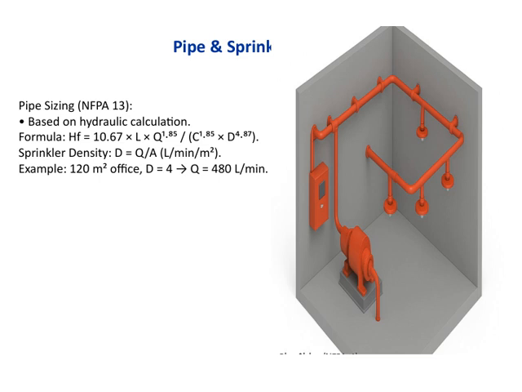Understanding these calculations ensures that the pipe size and sprinkler flow are properly matched to the space, providing reliable fire protection. This connection between hydraulic principles and system design is fundamental to creating effective and compliant sprinkler systems.